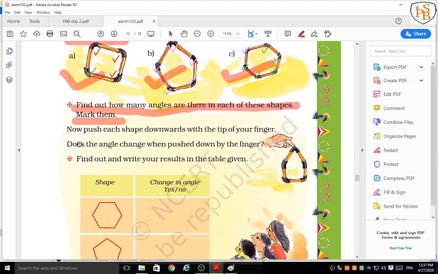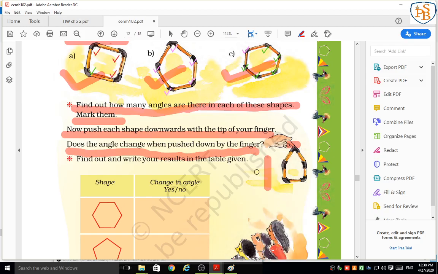Now push each shape downwards with the tip of your finger. Again, what you have to do here? We got the shapes. Now by using the tip of your finger, you have to just push the shape in a downward direction. Okay, in which direction? Downward direction. Now one question for you: does the angle change when you push down with the finger?